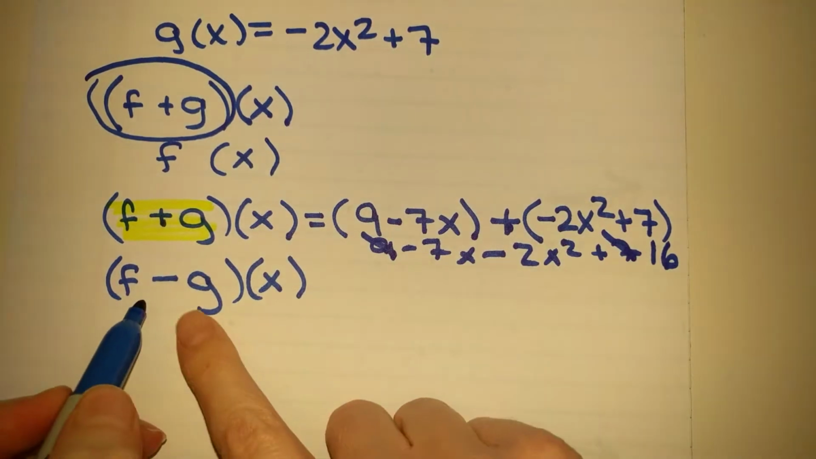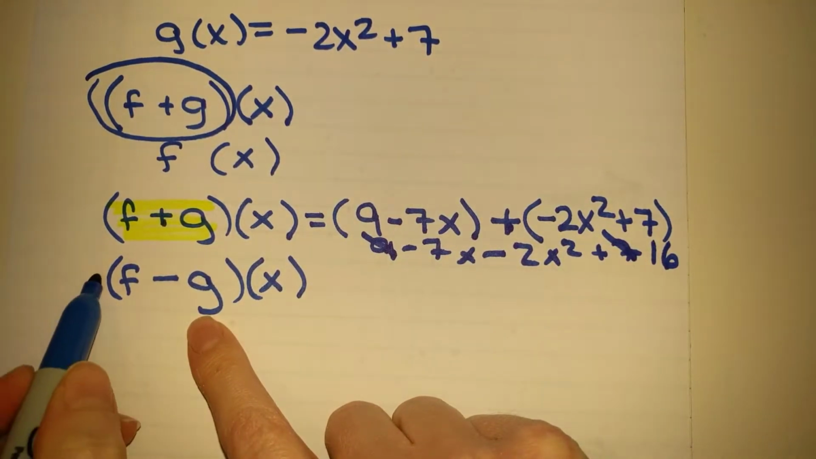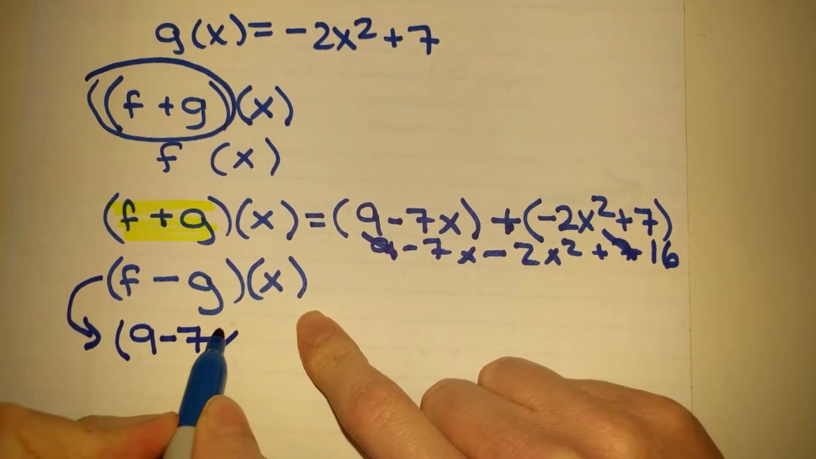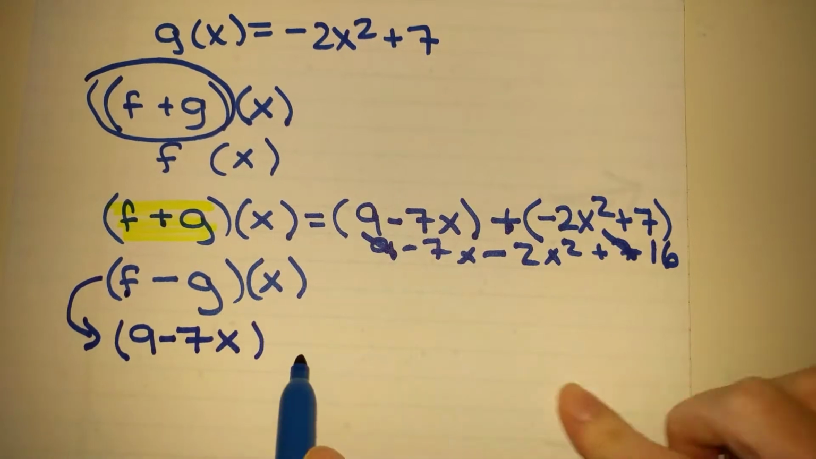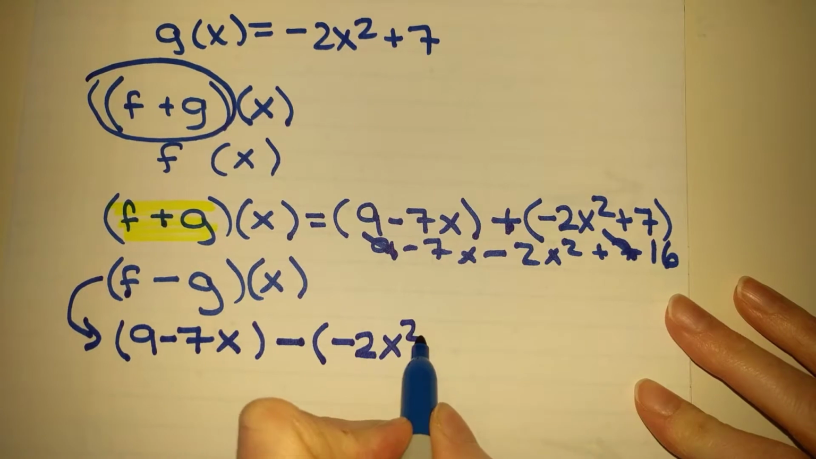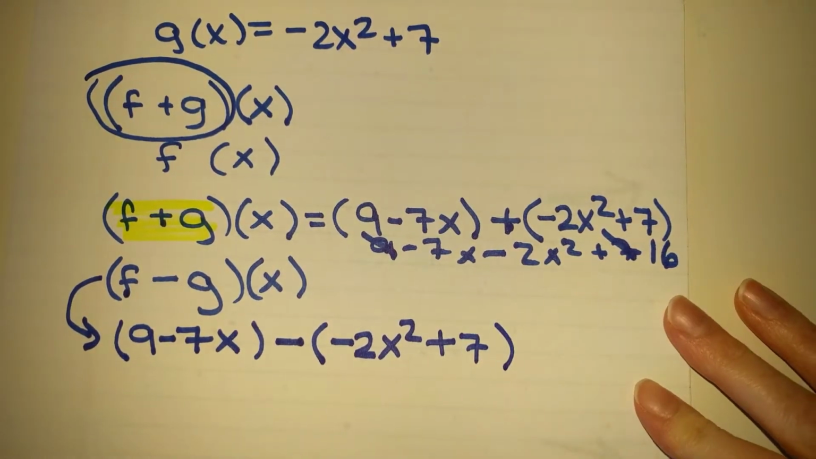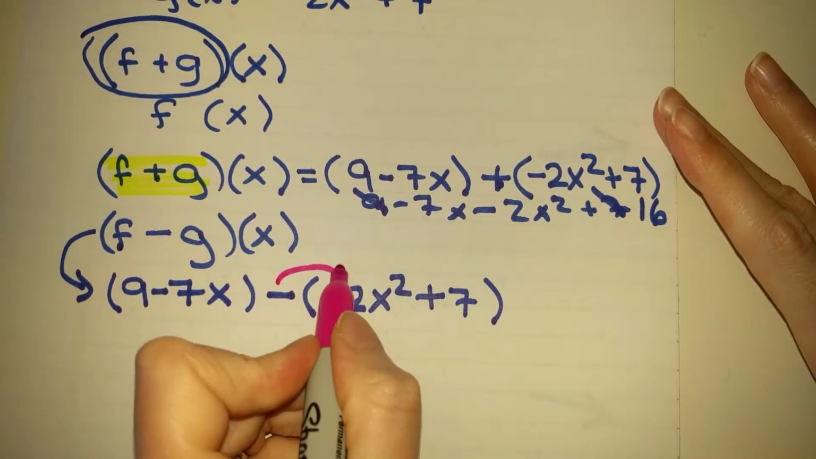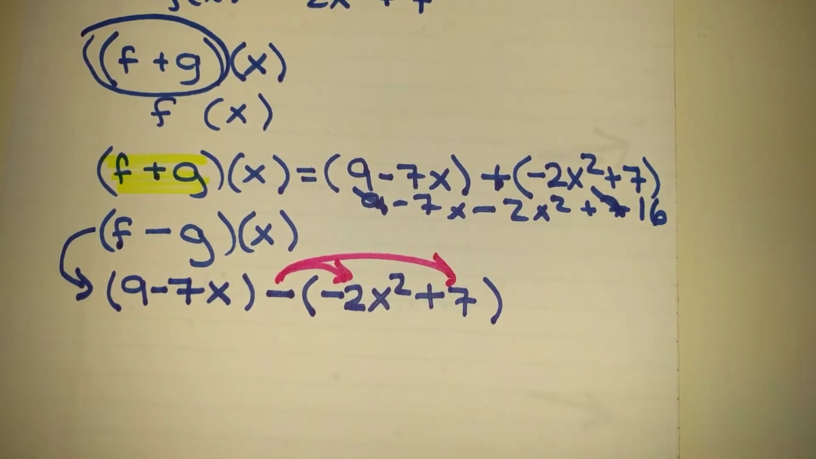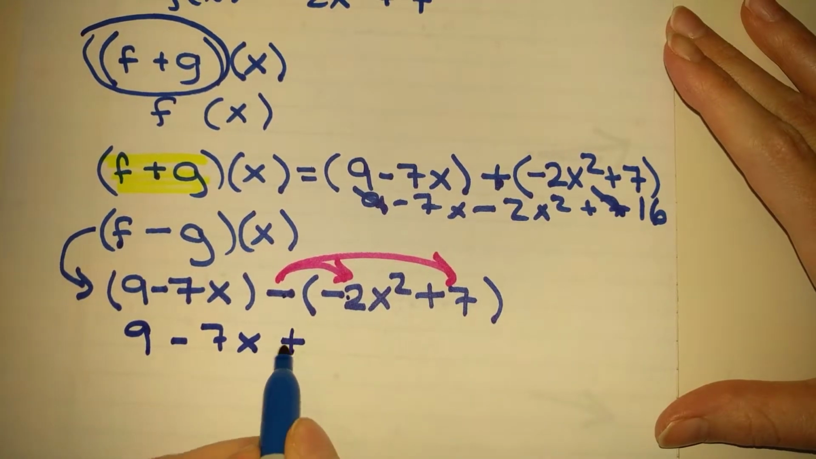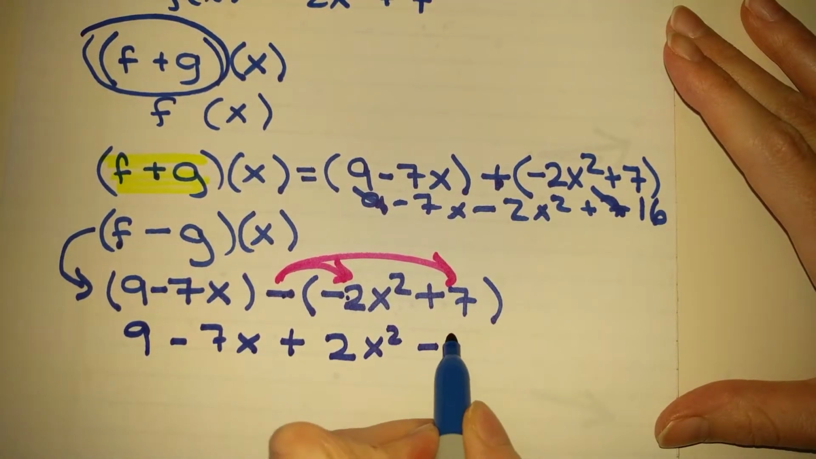But of course, when you have a minus sign, you do want to be careful about that. So if it was f minus g, again, I would put the parentheses to say I'm substituting 9 minus 7x in for f, minus, and then put the parentheses around g, negative 2x squared plus 7. That parentheses does play a role now because we need to distribute this negative to all of the function that follows, the g of x function. So this would become 9 minus 7x, the negative becomes a plus 2x squared, and then minus 7.